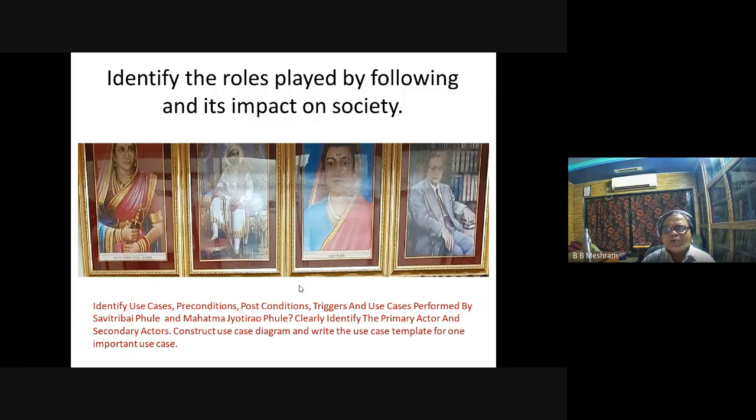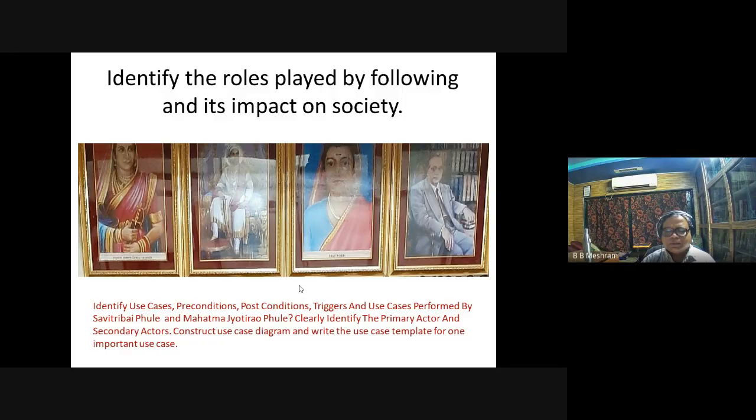Now this is a photograph of my cabin. Veer Mata Jijabai, Chhatrapati Shivaji, and Savitribai Phule, and Dr. Babasaheb Ambedkar.